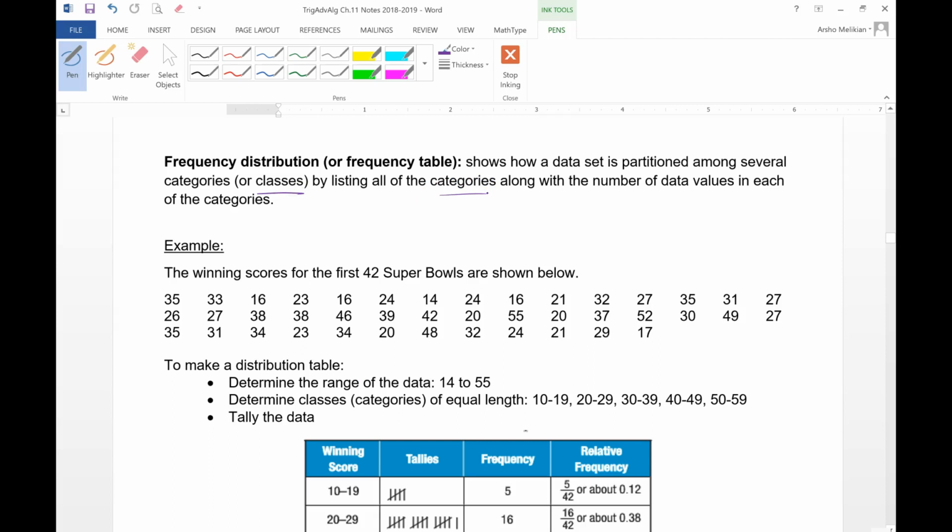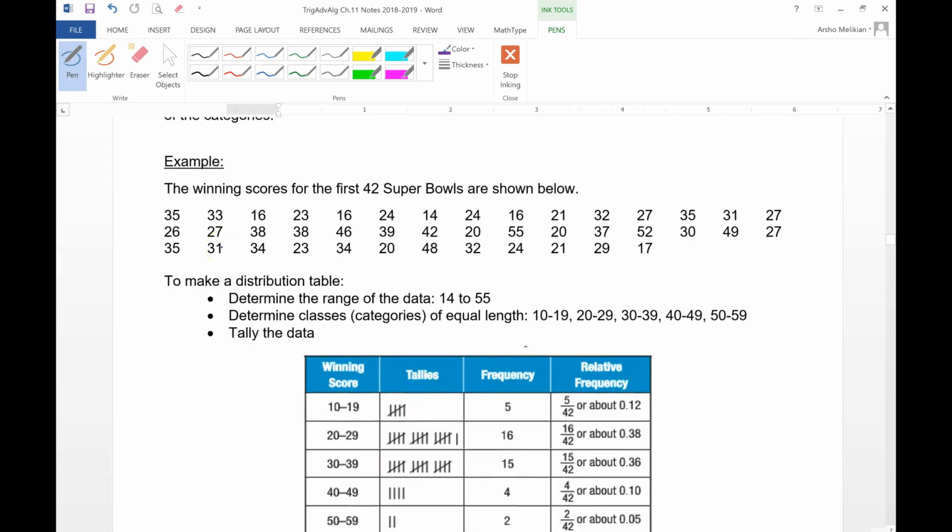So let's do an example here. The winning scores for the first 42 Super Bowls are shown below, right? These are the winning scores. So now we want to make a distribution table.